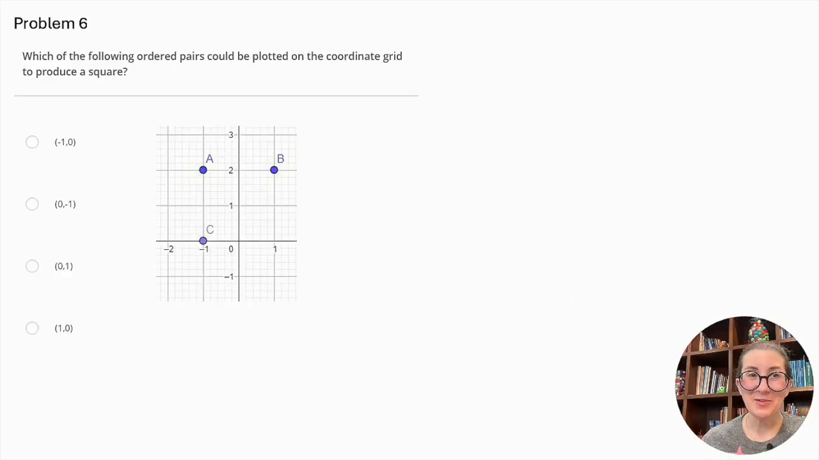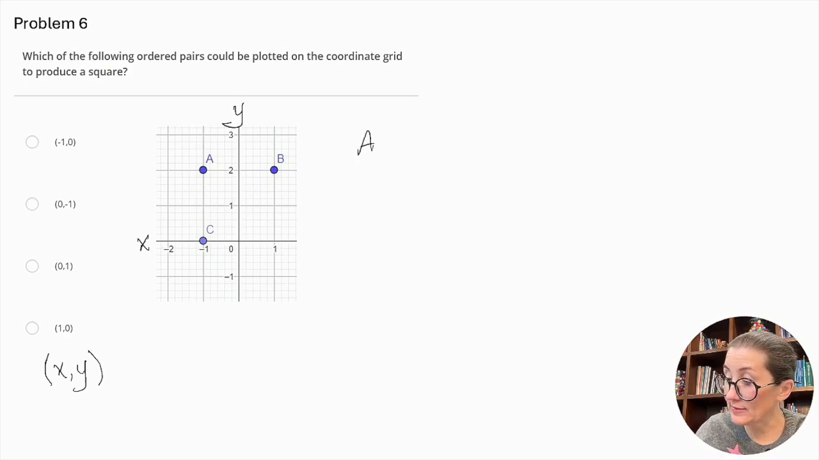Problem number 6. Which of the following ordered pairs could be plotted on the coordinate grid to produce a square? So let's look first at these ordered pairs. They are in this order, x and y. X-axis, y-axis. And we've already been given 3 ordered pairs, 3 points. So we want D to make a perfect square, and that would be here. This would be D.